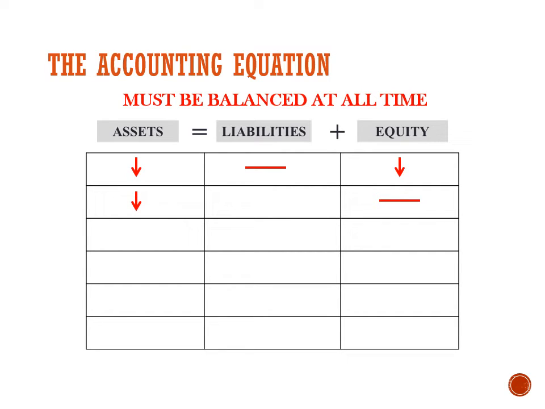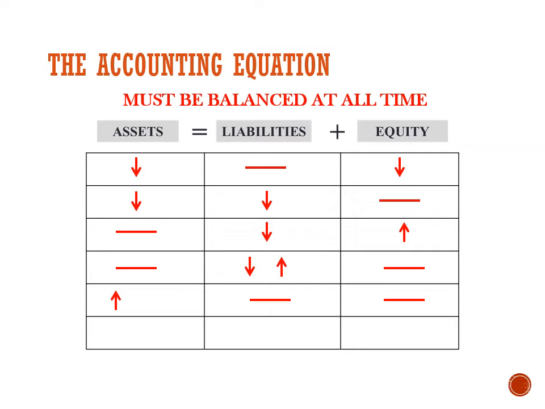When there is a decrease in asset but no changes in equity, there must be a decrease in liabilities. When there is no changes in asset but a reduction in liabilities, then there must be an increase in equity, again to make the equation balance. When there is no changes in asset or equity, but there is a reduction in liabilities, then there must be an increase in liabilities.